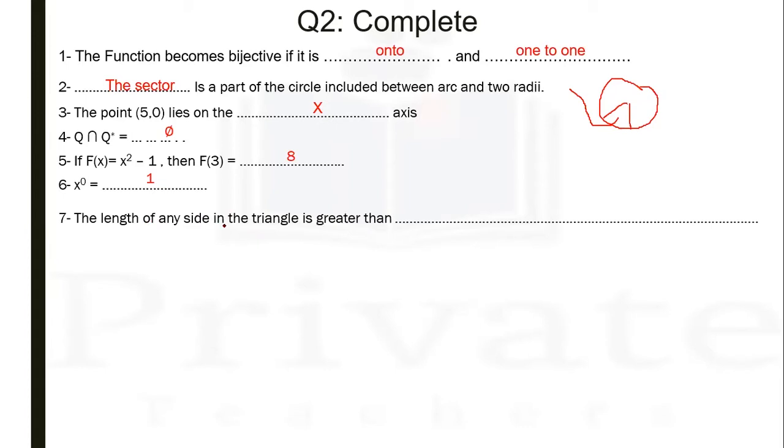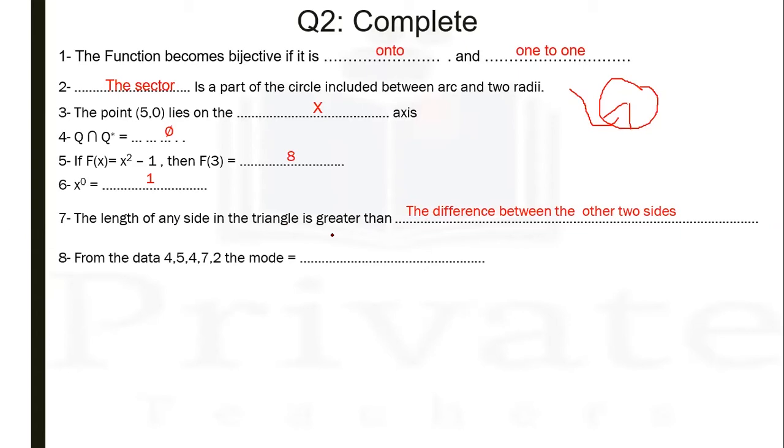And here the length of any side in the triangle is greater than the difference between the two sides. As a result, you can find it in the book. Now look at it carefully. The length of any side is greater than the difference and less than the sum. Take it as a rule: the length of any side in the triangle is greater than the difference between the two sides and less than the sum of the two sides.